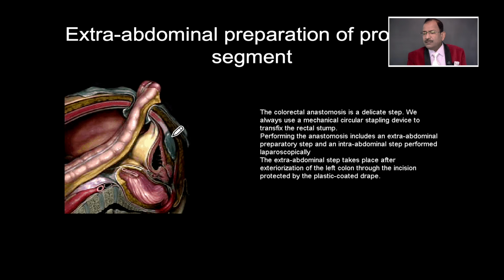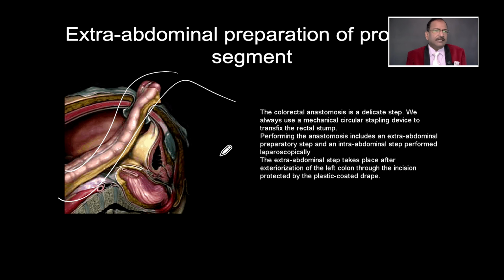the upper border of the pubic symphysis bone. And you will give a transverse incision, and either you use a hand port or you use a polypropylene wound protector to prevent any contamination of malignancy or infection. And then this proximal end, which is the mobilized end, you will externalize.